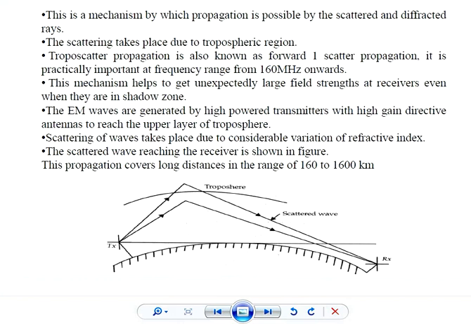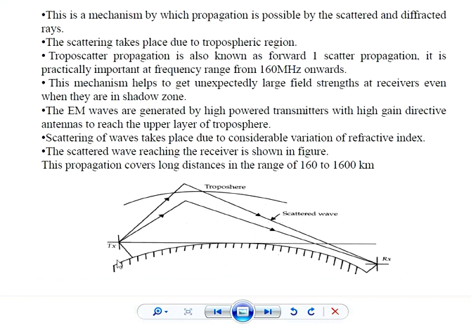The electromagnetic waves are generated by high power transmitters. That is very important. In this type of propagation, the transmitting antenna that we use is a high power transmitting antenna with high gain and directivity, to reach the upper layer of the troposphere. And the scattering of waves takes place due to the considerable variation of refractive indexes, and the scattered wave reaches a receiver as shown in the figure.